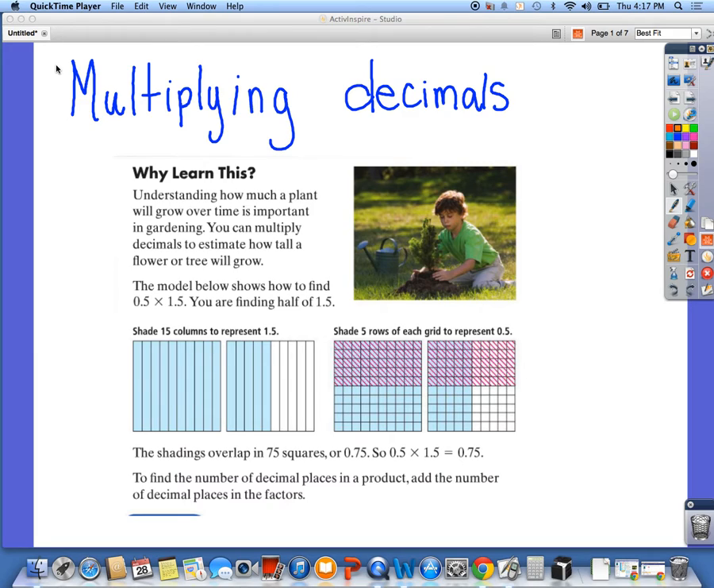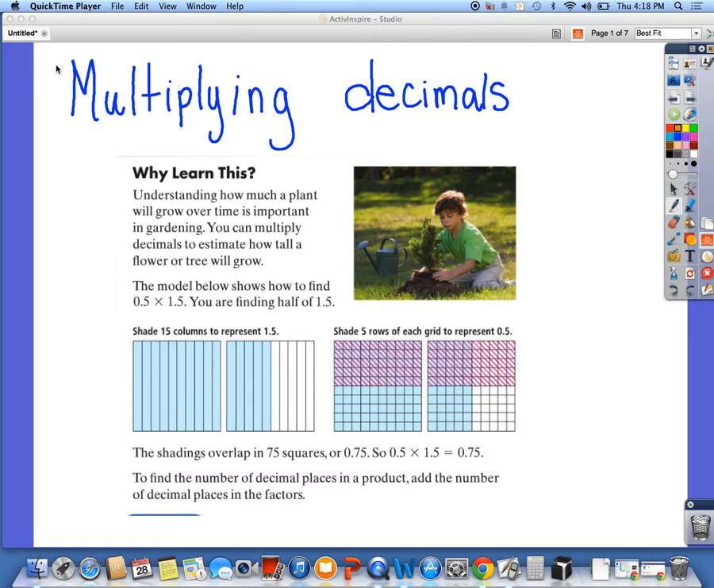It says, why we learn this. So we're going to read a story problem and just talk about what multiplying decimals means. Understanding how much a plant will grow over time is important in gardening. You can multiply decimals to estimate how tall a flower or a tree will grow. We're going to look at these models below, and this is showing us 5/10 times 1 and 5/10.